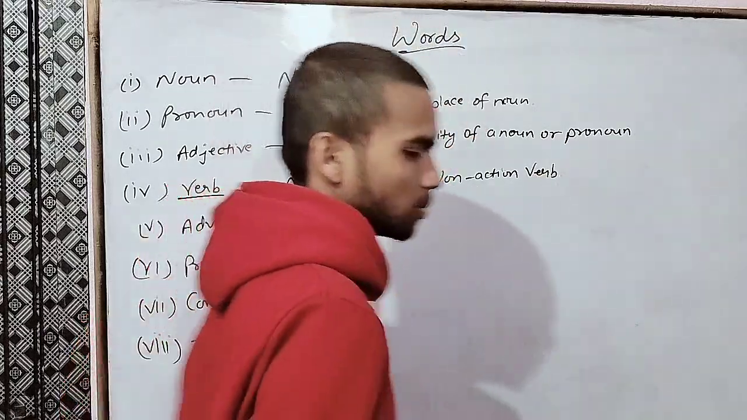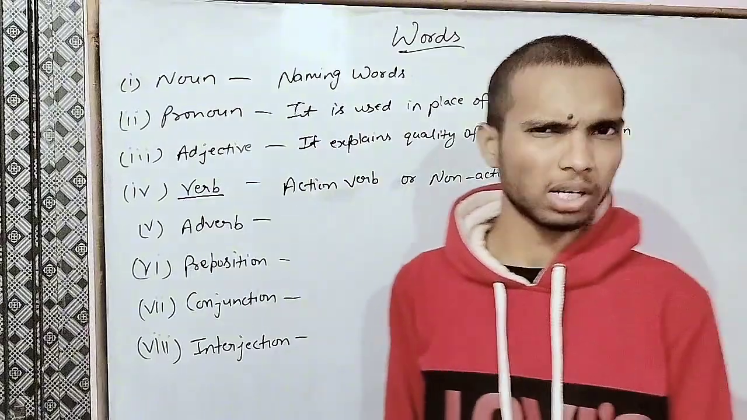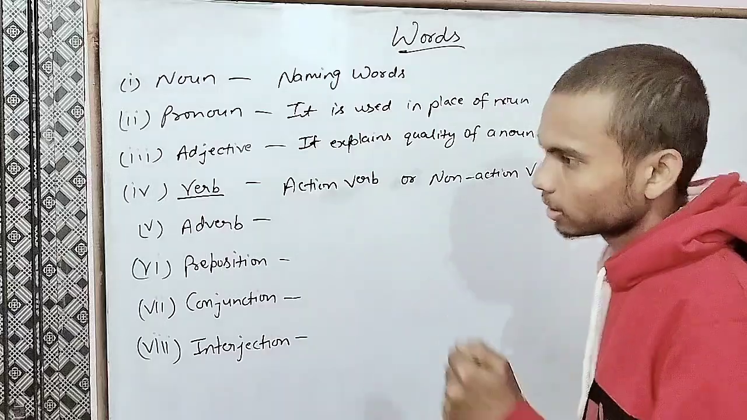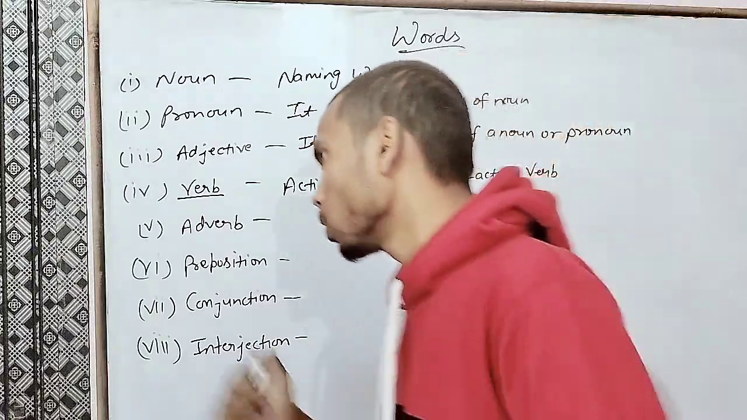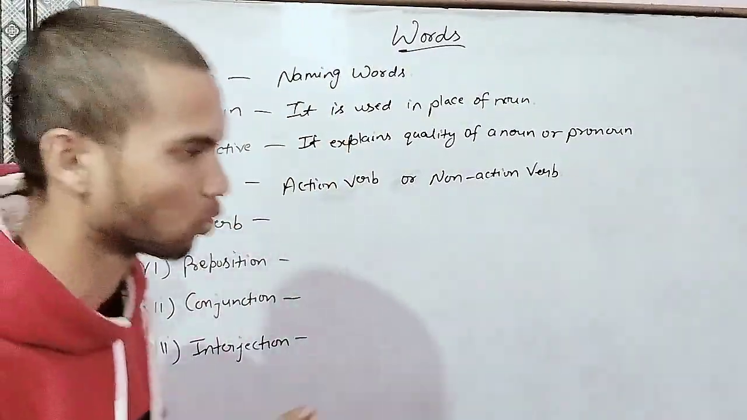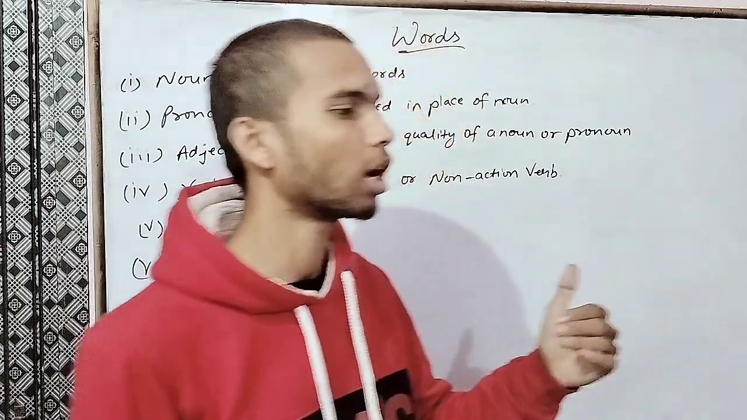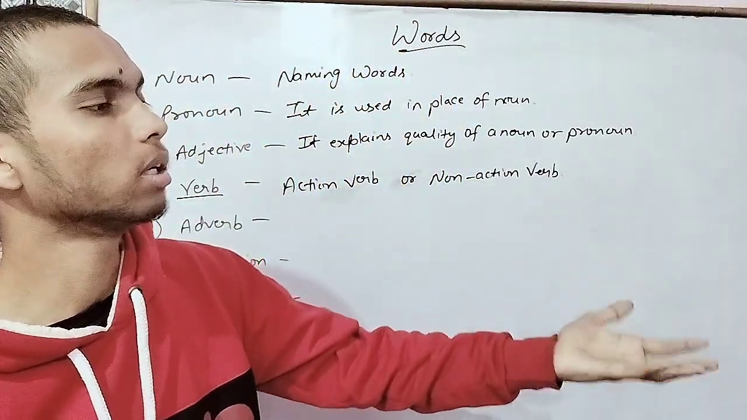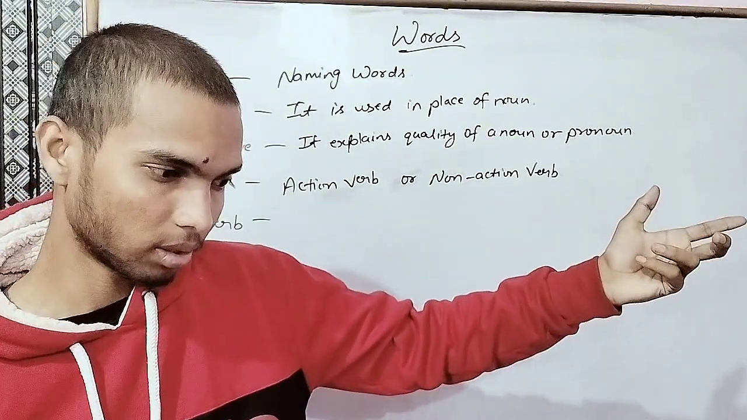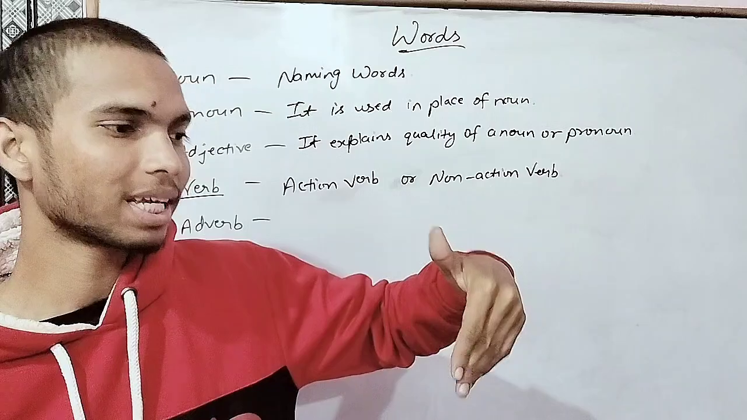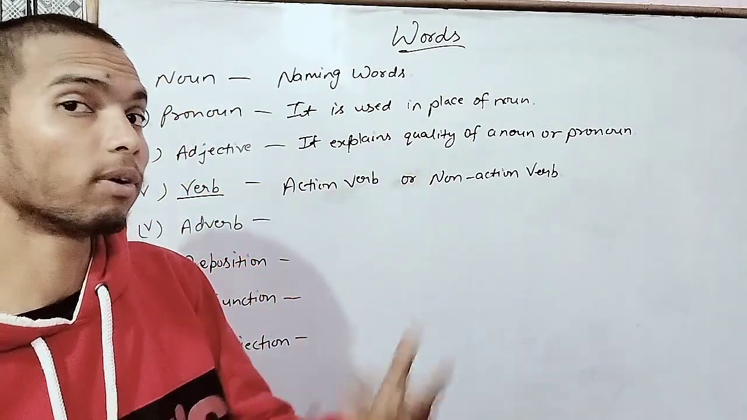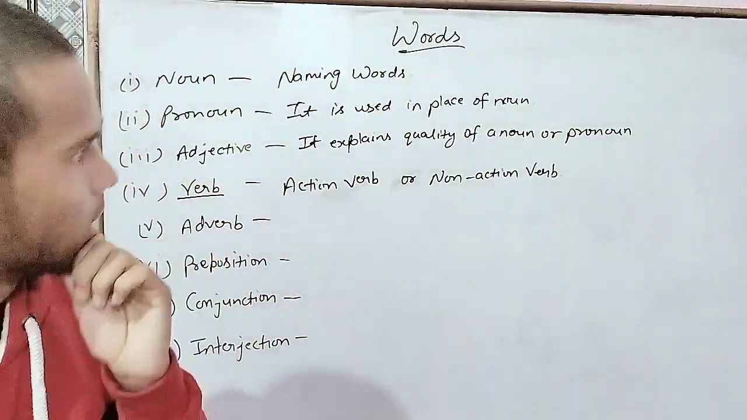Action or non-action word. What is the meaning of this action or non-action? Action means our subject person, our doing person, will be doing something. That's why the verb is known as action, because the verb decides whether the doing person is doing a physical activity or not, whether something is in motion or not.